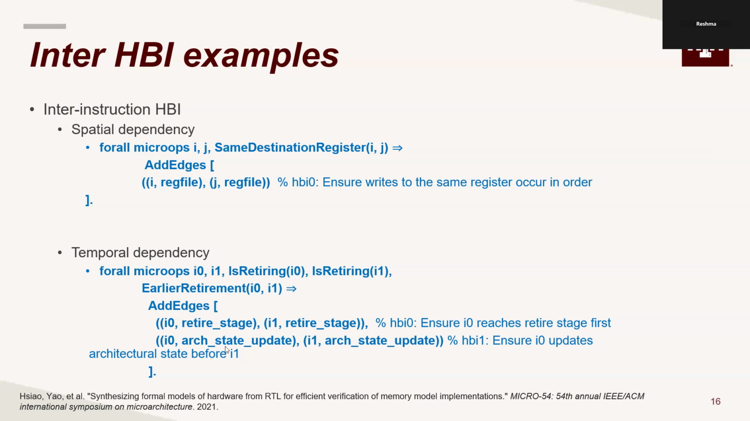I0 must also update the architectural state before I1 does. And even though I0 and I1 may have executed simultaneously or out of order in earlier pipeline stages, the important point here is that the retirement must happen sequentially to prevent inconsistencies. And this is what this temporal dependency example puts forward.